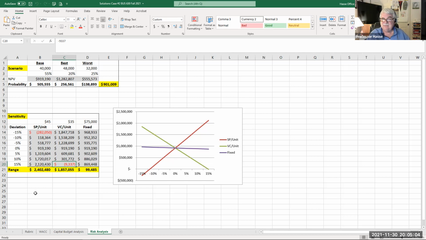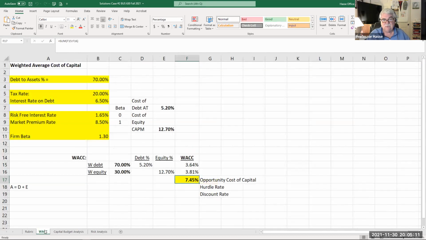You're going to be doing the same thing in the electrics case. And these are the solutions for case number 2. Strongly urge you to keep these as a nice template for your future work.